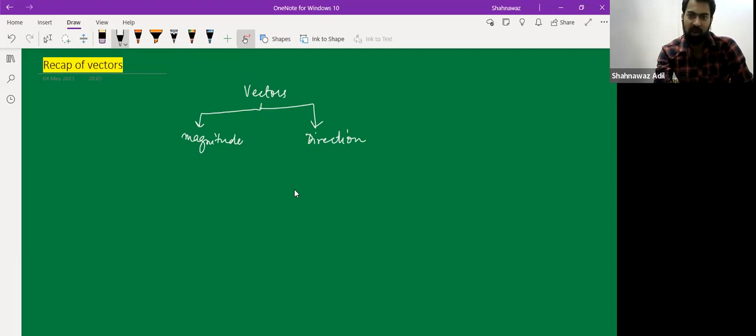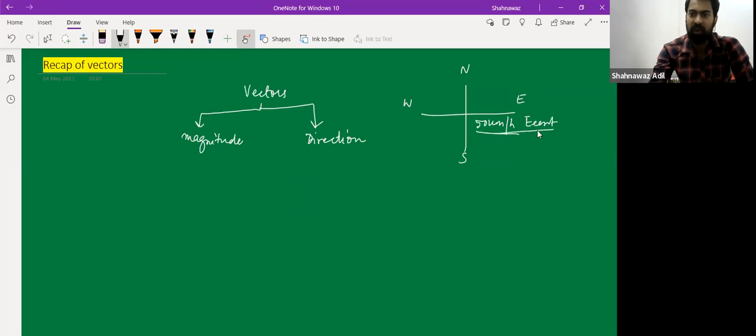So let's say you are describing the velocity of something. If somebody is moving like this, this is north, this is south, this is west, and this is east. If somebody is moving 50 kilometer per hour, this is the speed. And if I say it is moving 50 kilometer per hour east, this is the velocity.